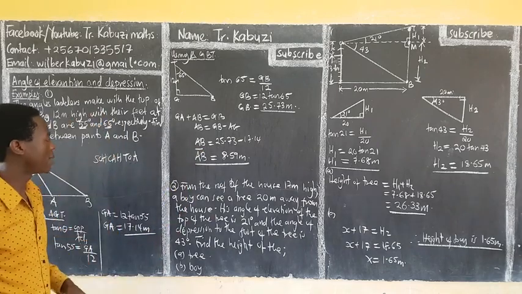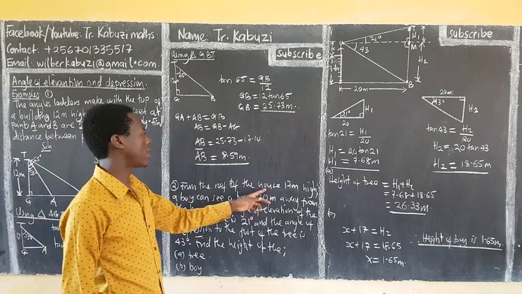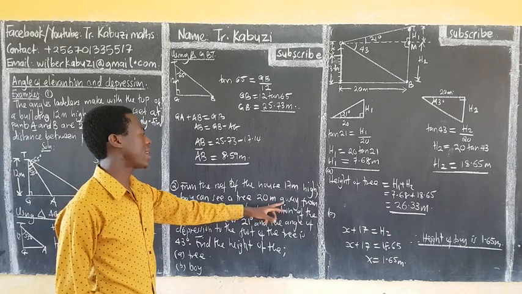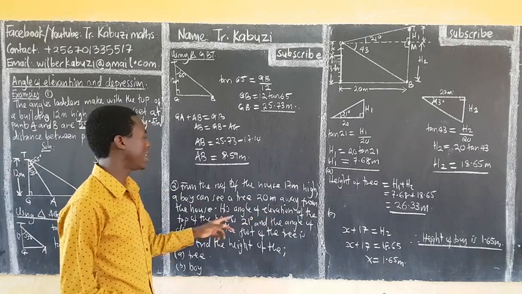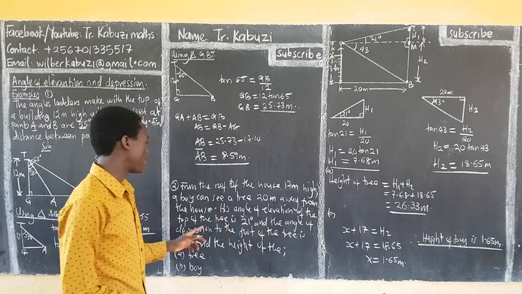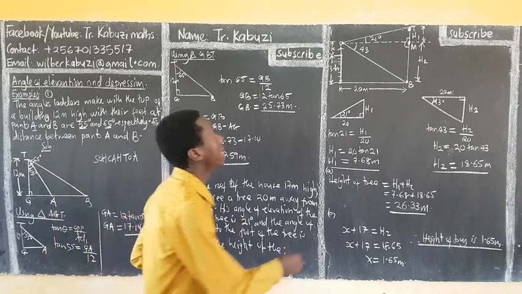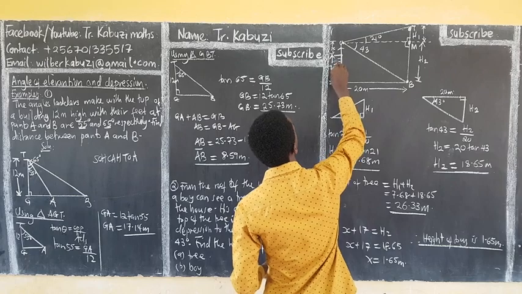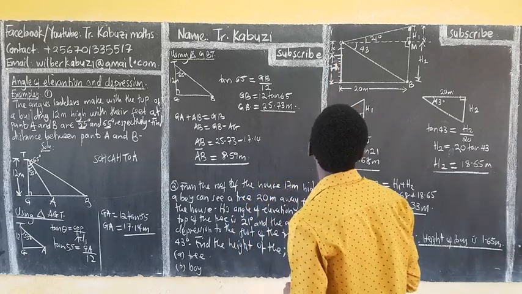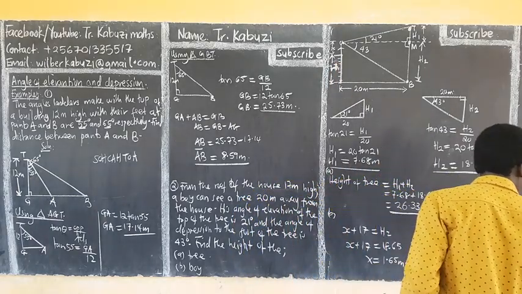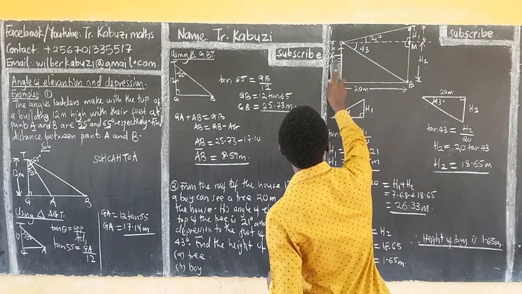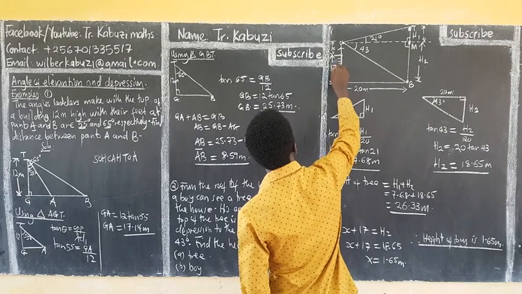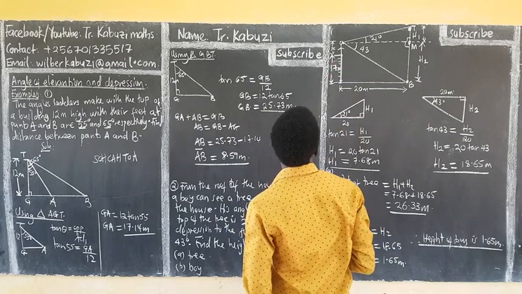Now, let us come to this one. From the roof of the house, 17 meters high, a boy can see a tree 20 meters away from the house. His angle of elevation to the top of the tree is 31. Now, this is the house, but remember that this house is 17 meters high. What are we going to consider there? From here to here is 17 meters high.